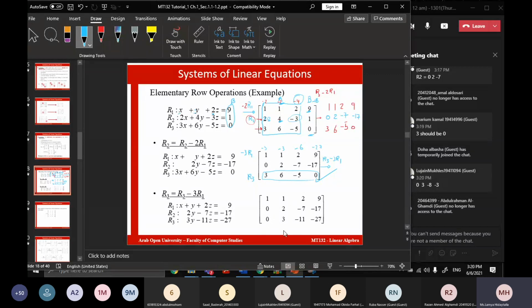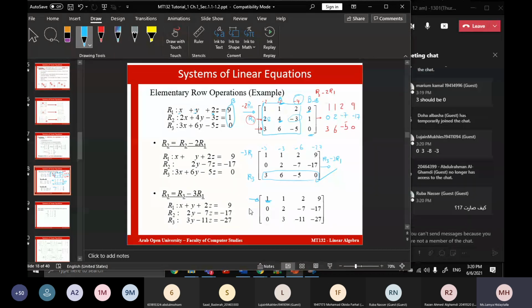Now, is this matrix in the reduced echelon form? Sure, no. What should I do next? For the first row, I finished: this is the leading one, okay? And all the other elements are zeros. Now I come to the second row. What should I do? I should make the first non-zero entry 1. How can I do this?